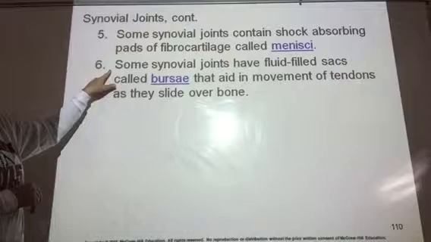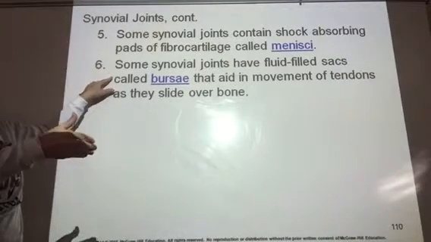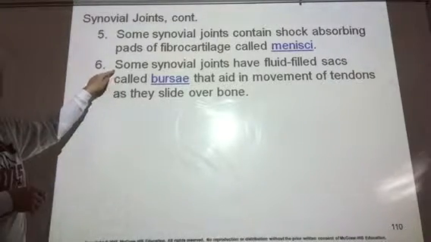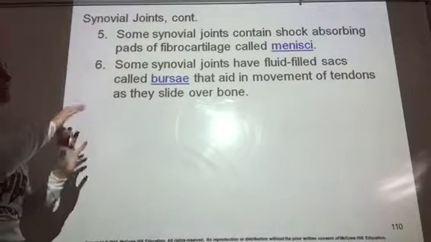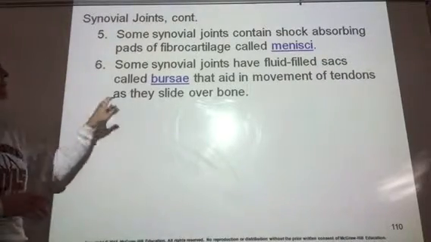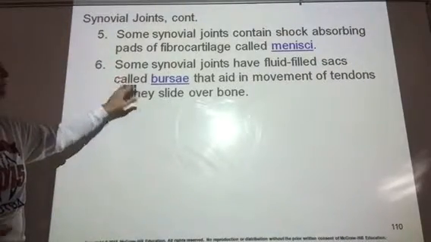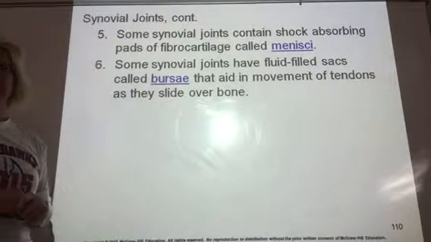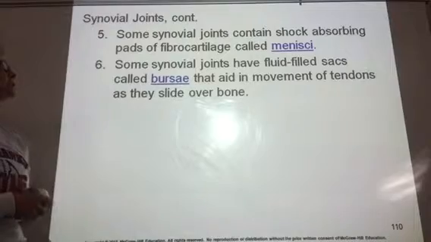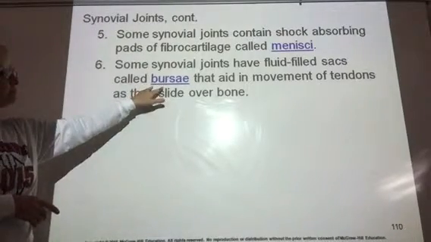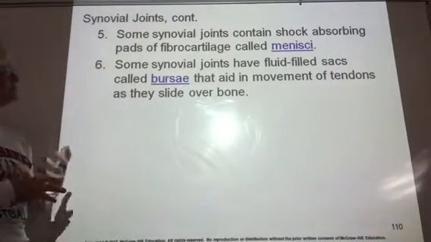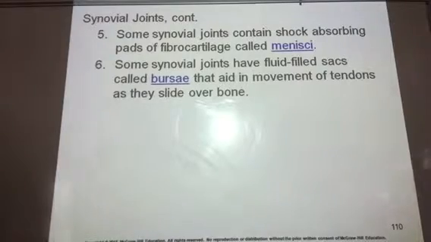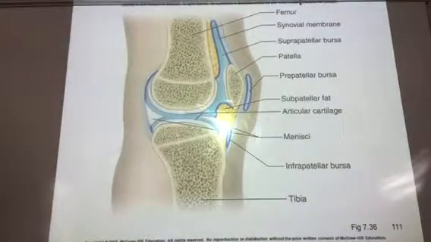A lot of your synovial joints also have little fluid-filled sacs, so it has the synovial fluid in other little areas, and those smaller sacs of fluid are called bursa. If you've heard of bursitis, it's a common joint issue, and those bursa help to aid movement of tendons. There again gives some lubrication, so it's easy for things to slide around.